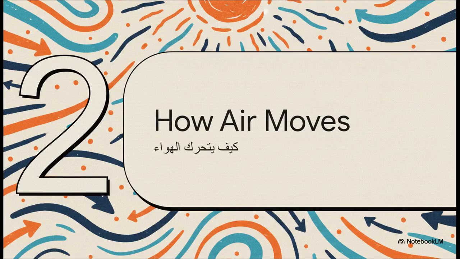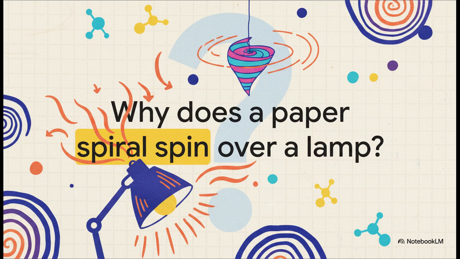Okay, so we've got the heat from the sun. That part makes sense, but how does that heat actually make the air move? Let's take a look at the invisible forces that create everything from a tiny little breeze to a huge, powerful wind. To really get this, picture a simple experiment. If you take a little paper spiral and hang it over a lamp that's on, it'll actually start to spin all by itself. So what's going on here? Is it magic? No, it's just some really cool physics.